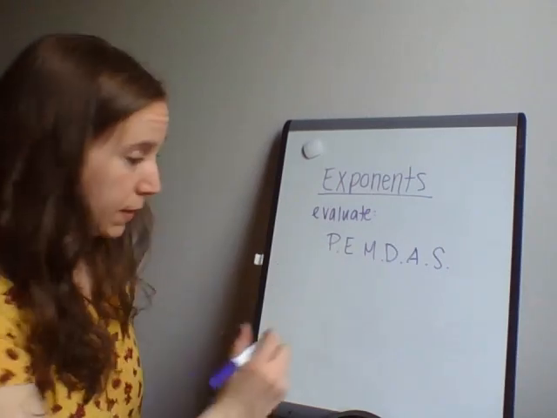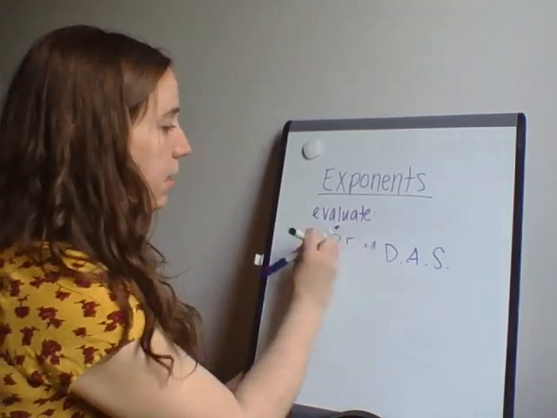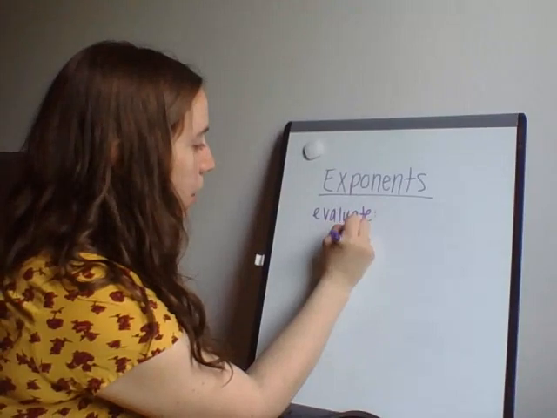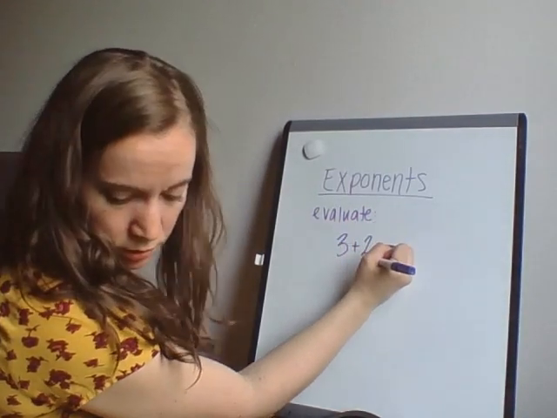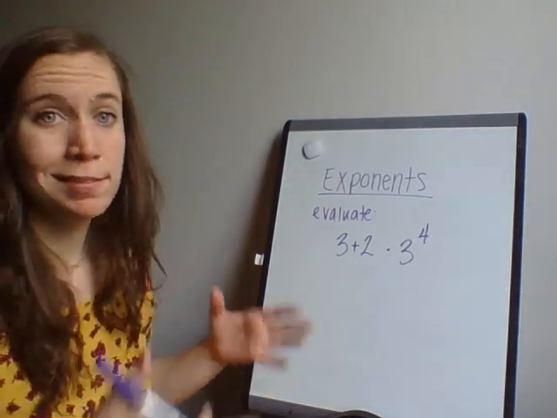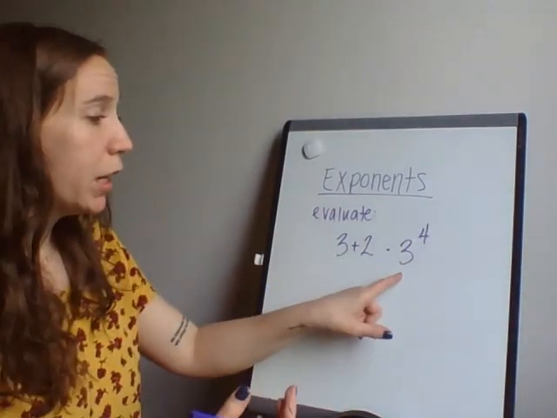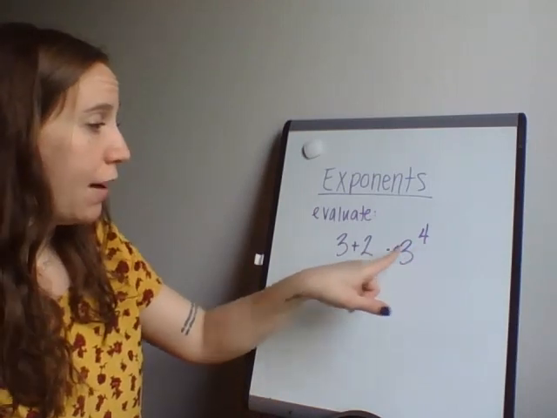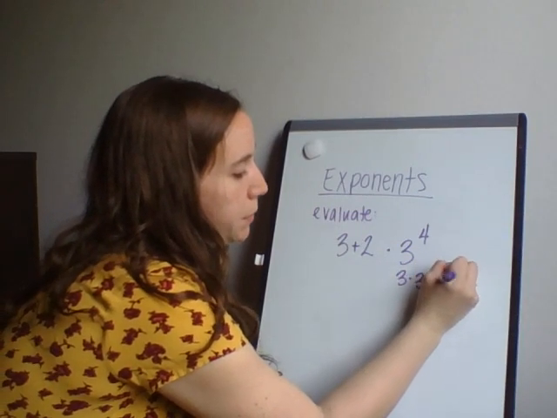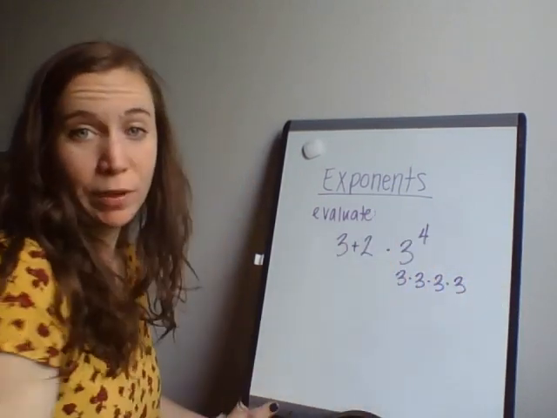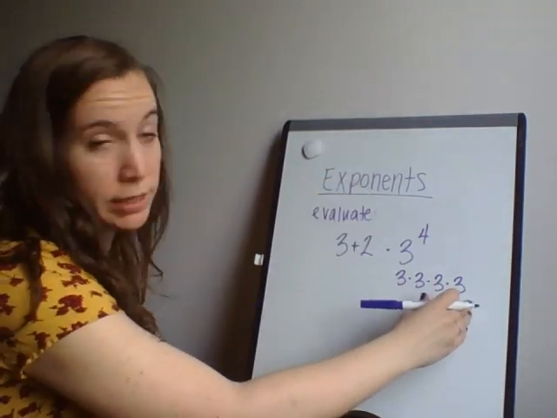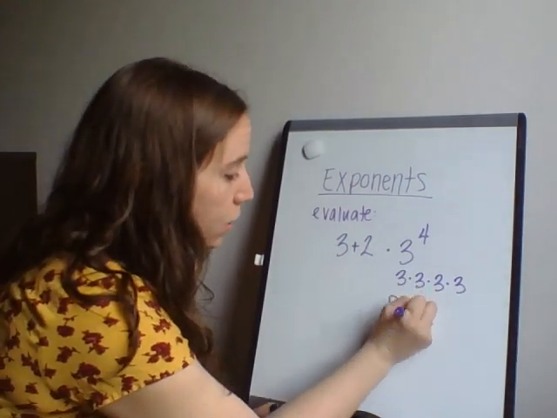So if I have a problem that looks like this, sorry, I don't have a good eraser. So if I have a problem that's 3 plus 2 times 3 to the 4th power, we look for our parentheses. In this problem, there's no parentheses. Then we're going to go to our exponents. So we have 3 to the 4th power, which is the same as 3 times 3 times 3 times 3. We are going to start with that. If I plug this into my calculator, then this is 81.